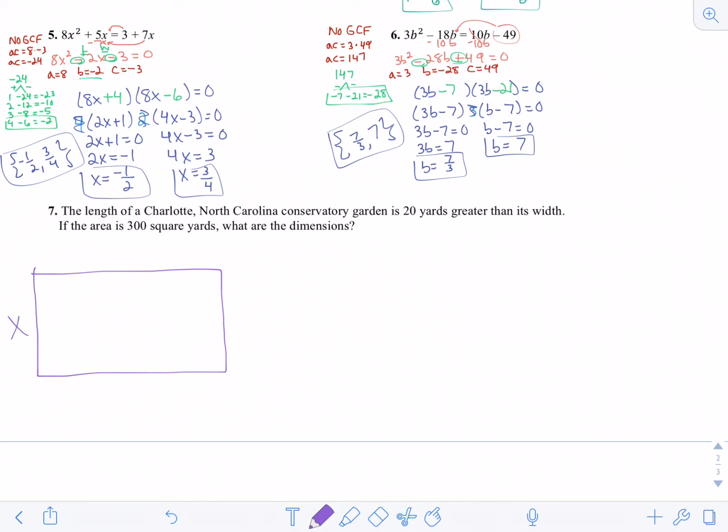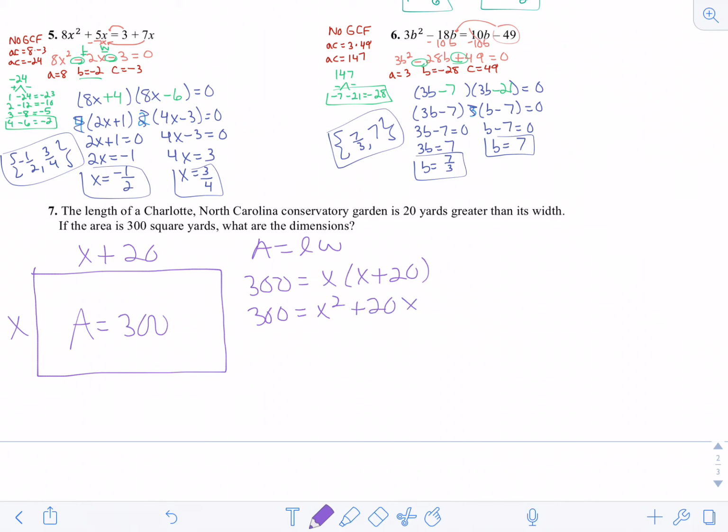If I call this x for my width, then this is going to be x plus 20. I know the total area is 300 yards. I'm going to ignore the units for right now. We know area is equal to length times width. I know my area was 300. Length times width is going to be my x times my x plus 20. I'm going to multiply that out to get 300 is equal to x squared plus 20x.